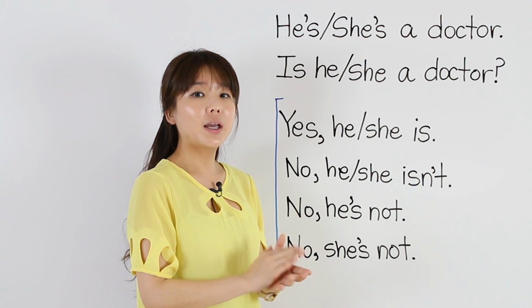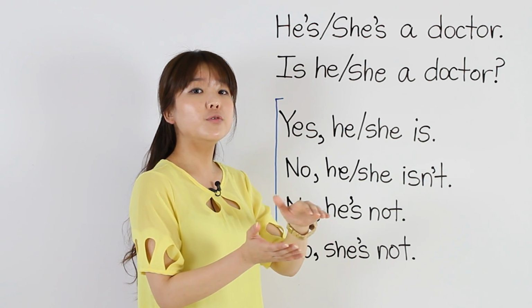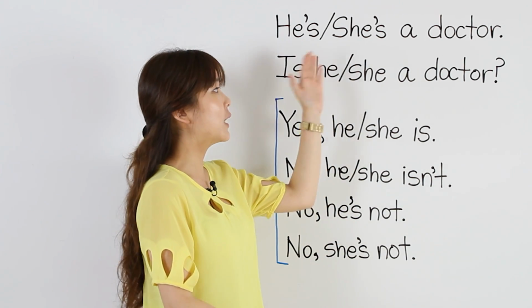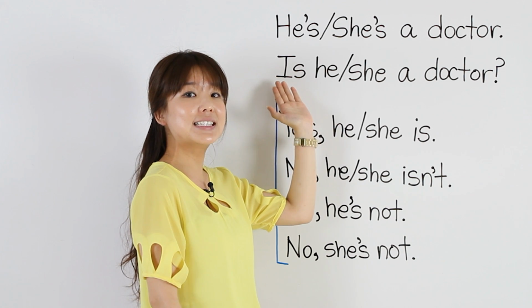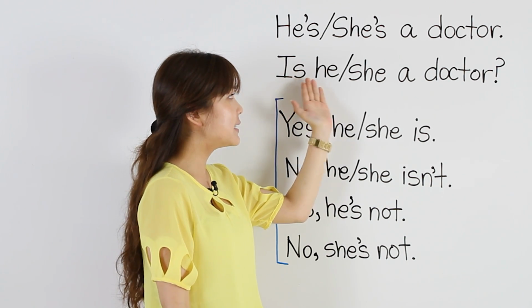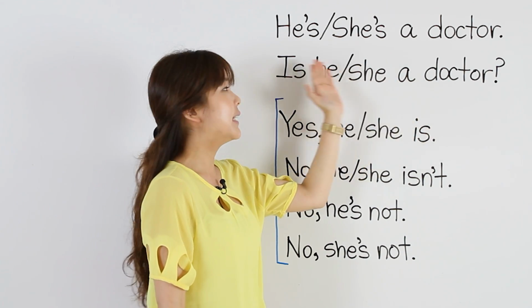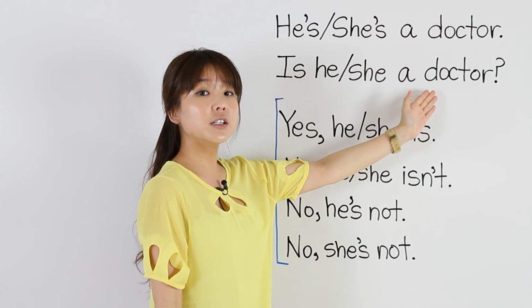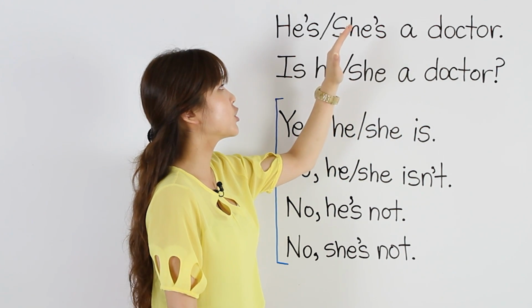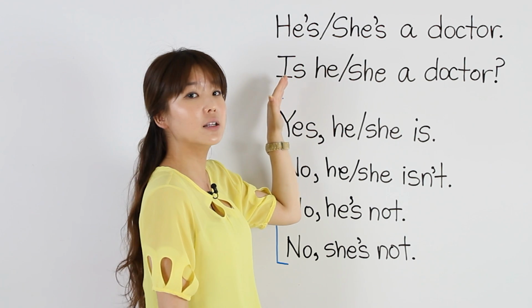So when we make a question, we have to move the be verb to the front. Okay, so we put is in the front. Is he a doctor? Is she a doctor? Okay, very easy. Just put the be verb in the front.